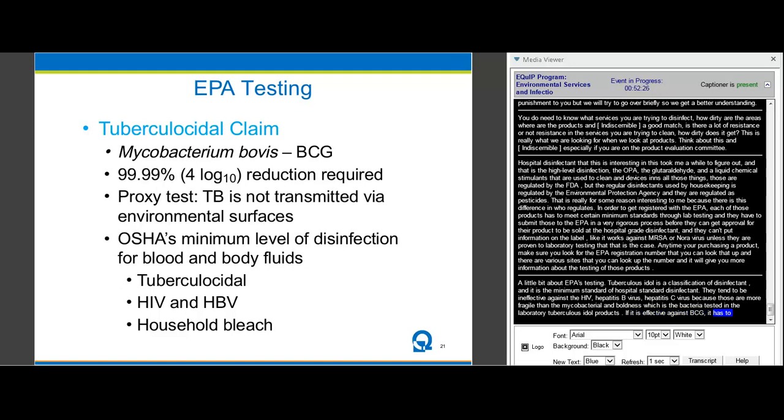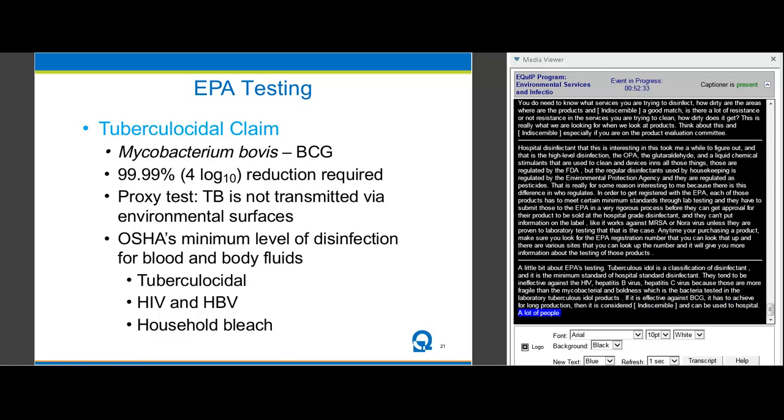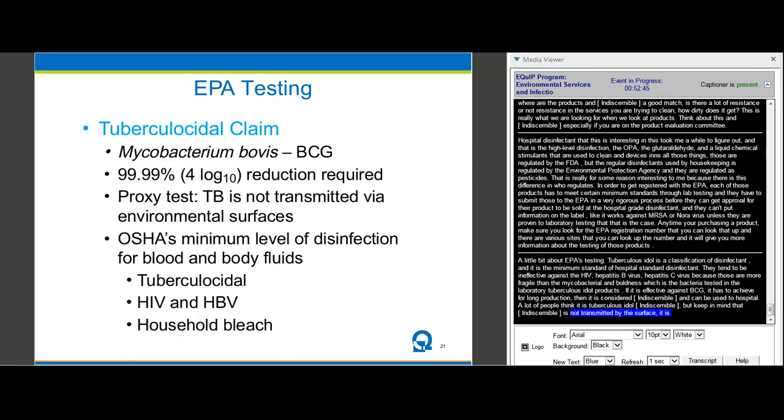They use a proxy test. So a lot of people think, oh, it's tuberculocidal, so if I have a patient with TB, I can use this product. Yes, you can use the product, but keep in mind that TB is not transmitted through surfaces. It's airborne. So even if you clean the surfaces, you still have a situation with the air. So just keep that in mind. It's a little misleading.